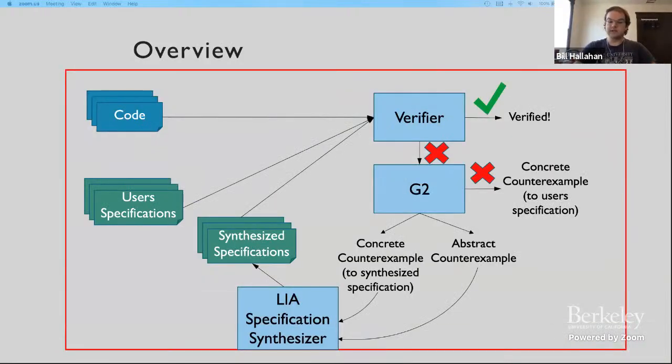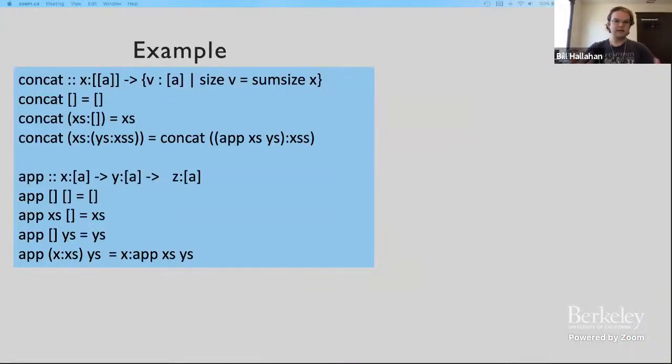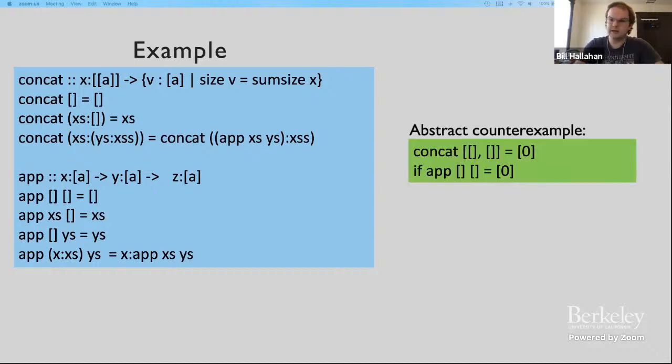So armed with these counterexamples, we can form a CEGIS loop. And to demonstrate how this works, I'm going to go back to the concat append example that I had before. And of course, if we run the verifier on this, verification is not going to succeed. And so we can use G2 to get an abstract counterexample that helps explain why. And so this abstract counterexample says that if we call concat on a list with 2 empty lists in it, we might get the list with 0 in it, if appending 2 empty lists gets us a list with 0 in it.